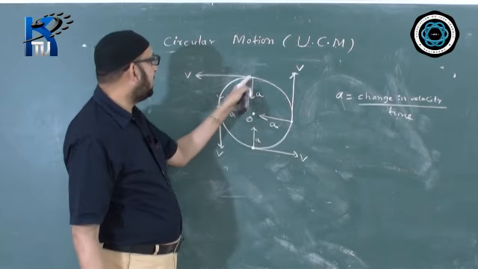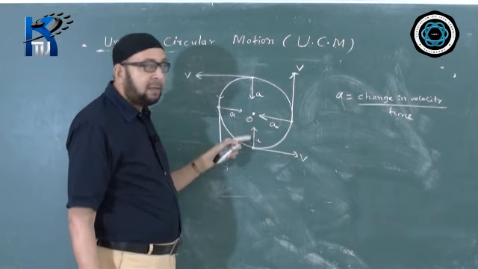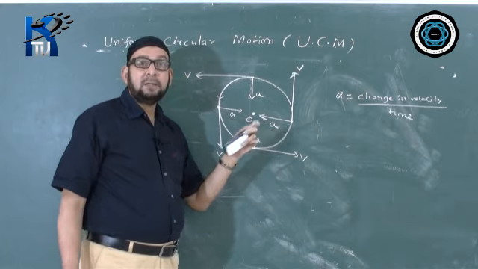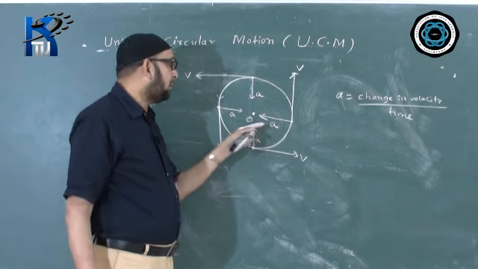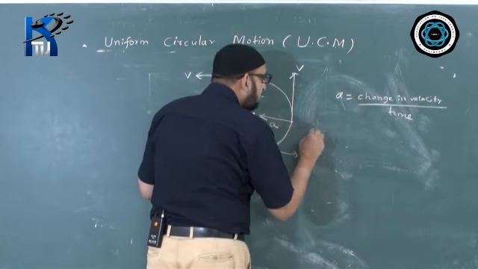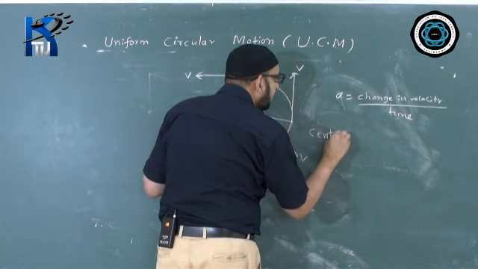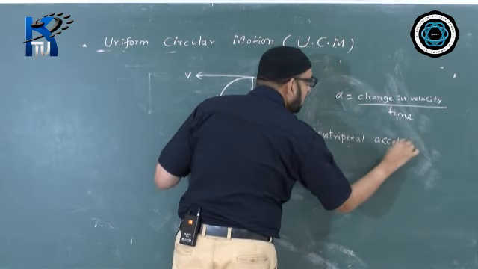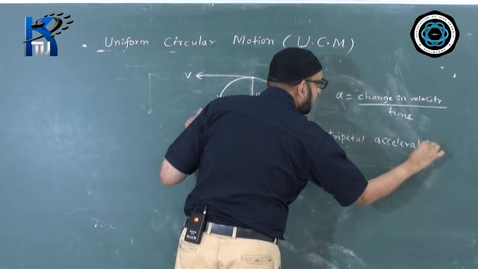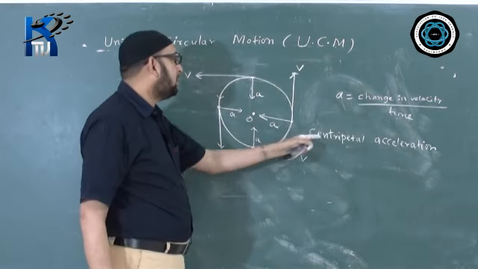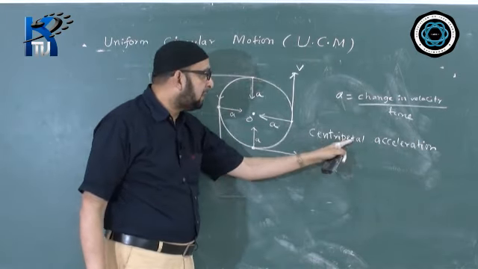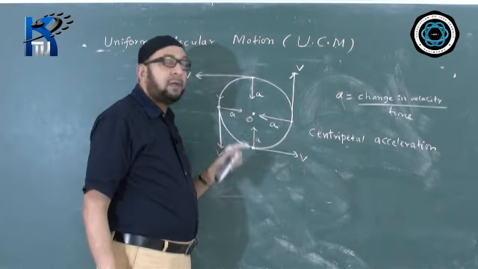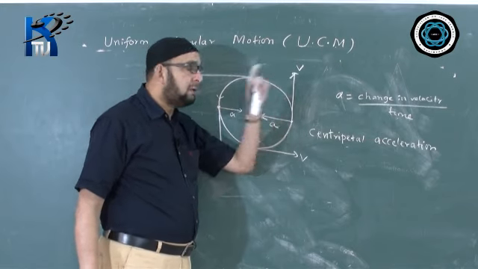Here the direction is like this, here the direction is like this, here the direction is like this. Direction of the acceleration will keep on changing. And such an acceleration is given a particular name, and that is centripetal acceleration. Centripetal means the acceleration acting towards the center. Petal means towards, and centri means center. The acceleration is directed towards the center, so that's why it has got the name centripetal acceleration.